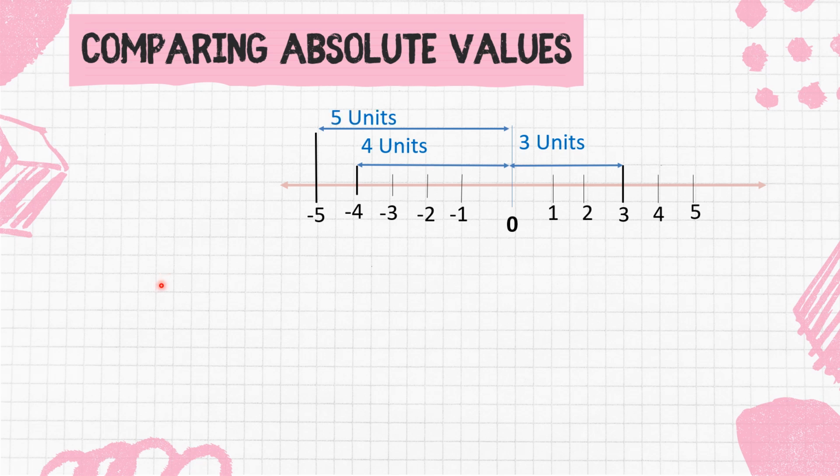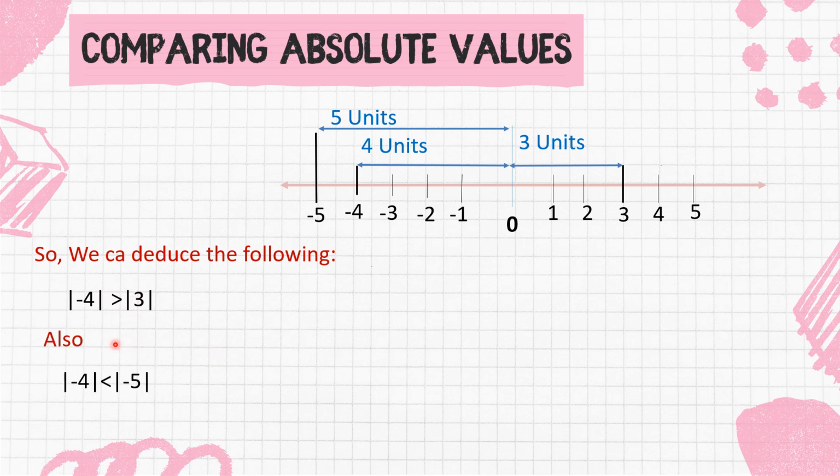It is 5 units. So we can deduce the following. The absolute value of -4 is greater than 3. Also, the absolute value of -4 is smaller than the absolute value of -5. This is because we are comparing distance. Take care here: 3 units is smaller than 4 units, and 4 units is smaller than 5 units. This is the idea behind the absolute value.